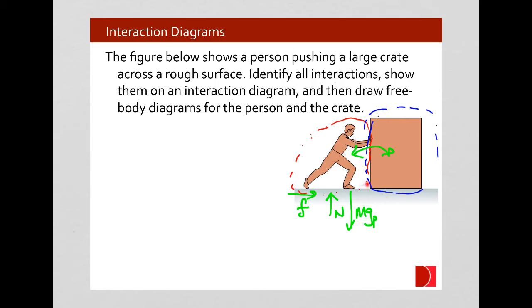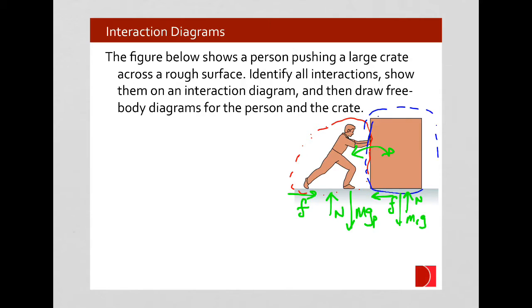Similarly, for the crate, we have this pushing acting between the two. The crate should be moving to the right if the person is pushing on it. So being in contact with the floor, there should be a force of friction on the crate to the left, a normal force holding the crate up, and a gravity pulling the crate down. So all of that's similar to what we've seen for the force identification diagrams.